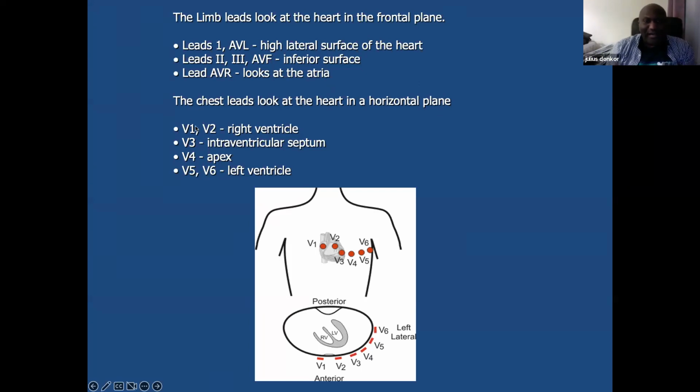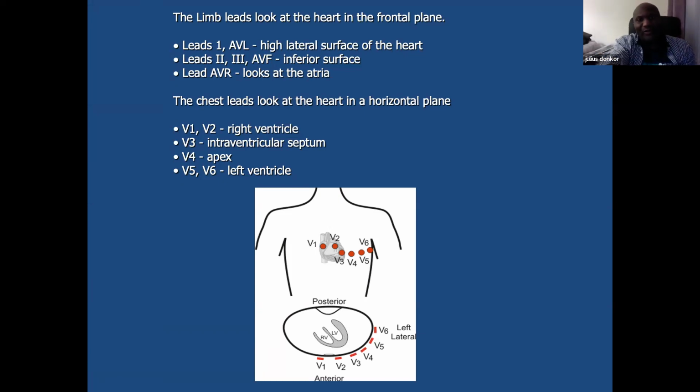So V1 as well, that's really good for the right ventricle. If you get a right ventricular infarction, RV infarction, your V1 and V2 are good for that, as well as your inferior leads. We're going to see proper evidence of all this later on.